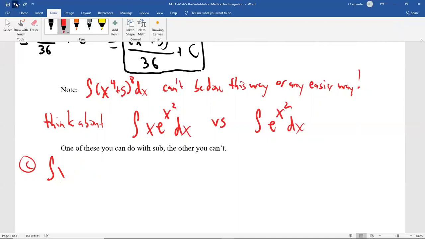and I was supposed to do that in black. The problems are supposed to be in black. Red is for the writing. Third time's the charm. Integral x e to the x squared dx. There we go.